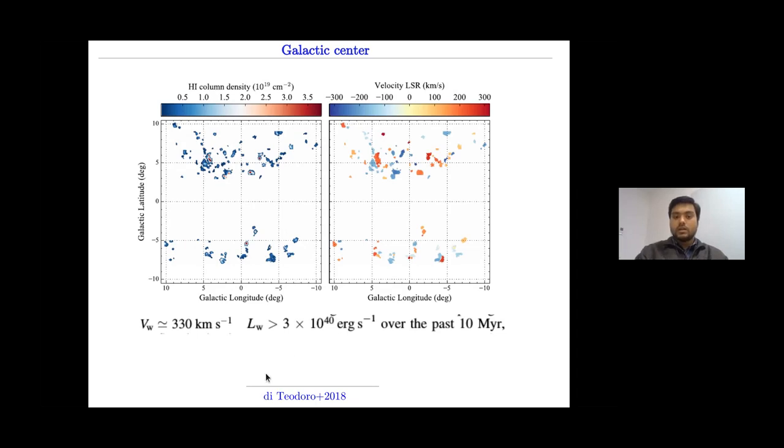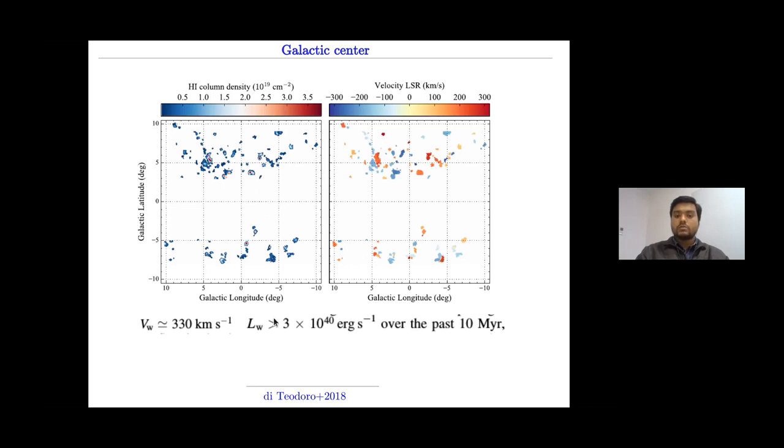This is an observation from Theodoro, who find that these small clouds roughly have an opening angle. You can see that this roughly corresponds to a certain opening angle, and it seems that the clouds are actually being accelerated from the galactic center and flowing out. The velocity of these clouds also seems to vary from -300 to +300 kilometers per second.